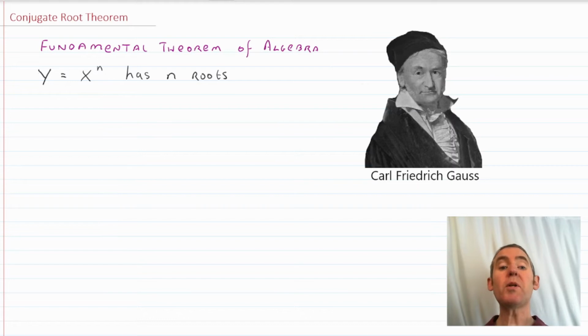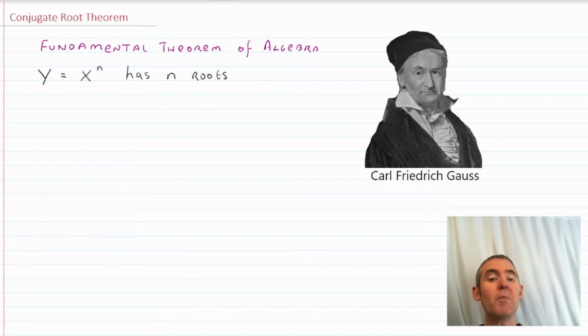In this lesson, we want to talk about the conjugate root theorem. But before we start talking about the conjugate root theorem, we must first understand the fundamental theorem of algebra. The fundamental theorem of algebra was discovered by Carl Gauss, who we saw in the introduction, or the history of complex numbers. He was the person who actually came up with the idea of complex numbers, joining real numbers and imaginary numbers together.